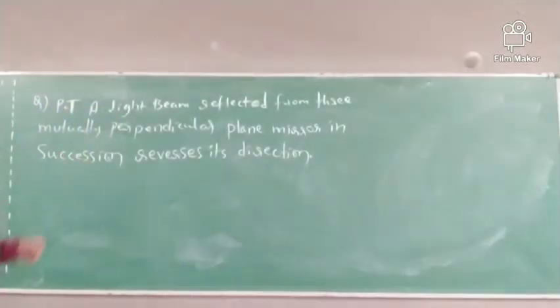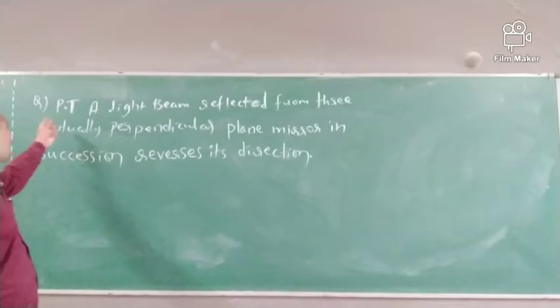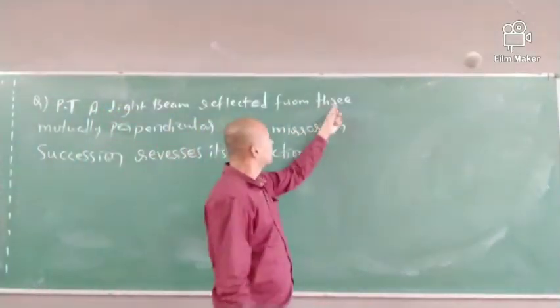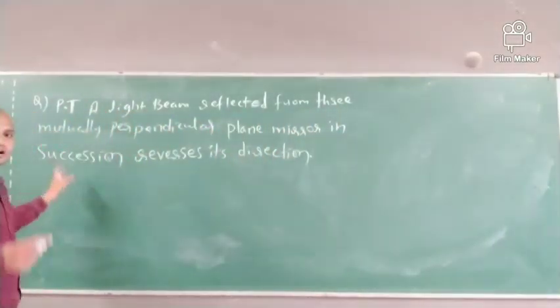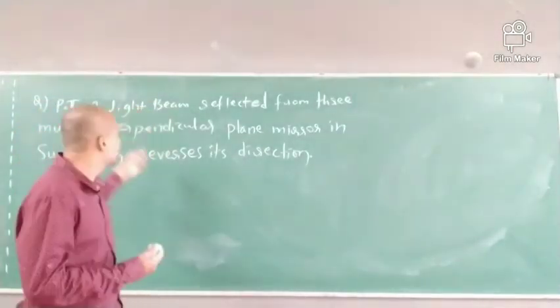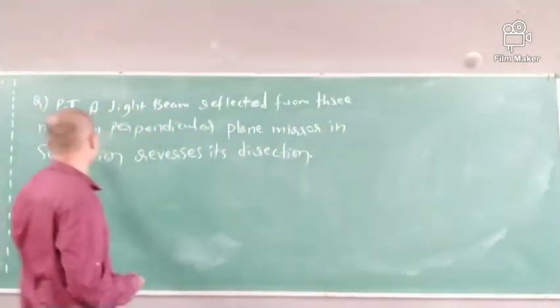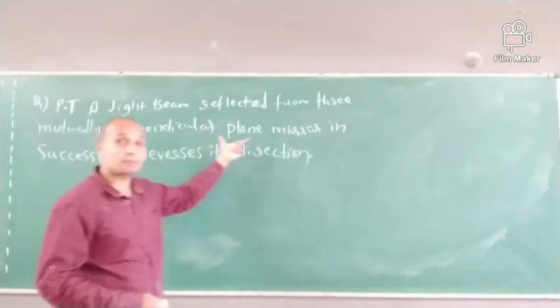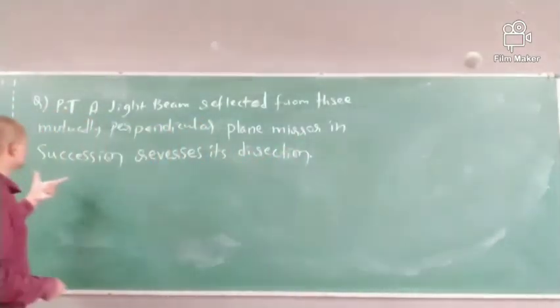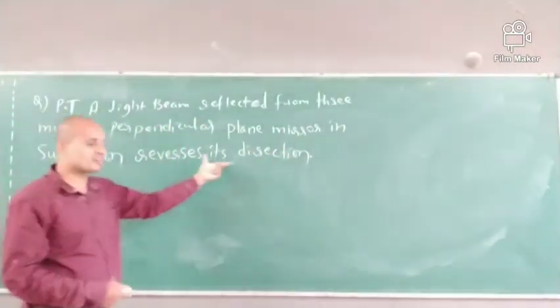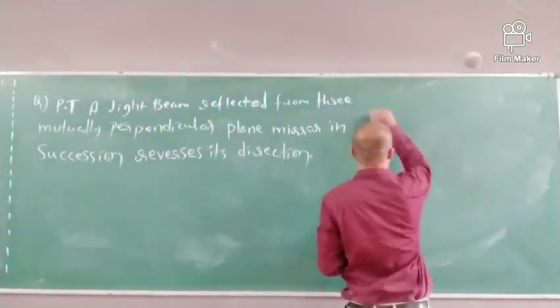Okay, one more question. Prove that a light beam reflected from three mutually perpendicular plane mirrors in succession reverses its direction. This is one of the properties you can understand. What does this mean?